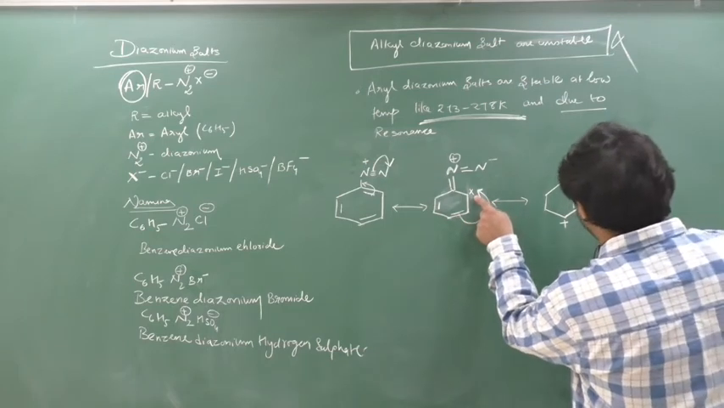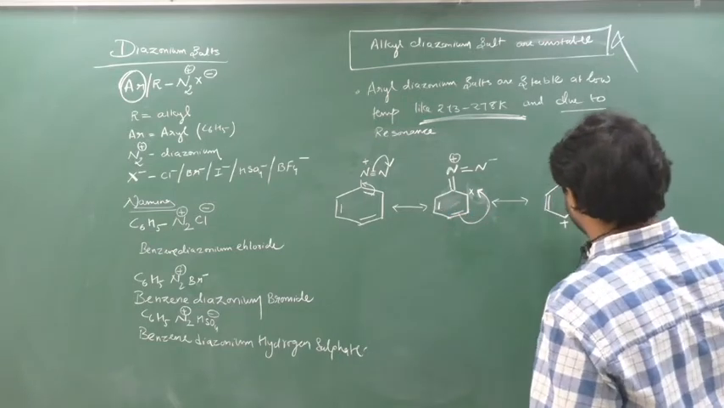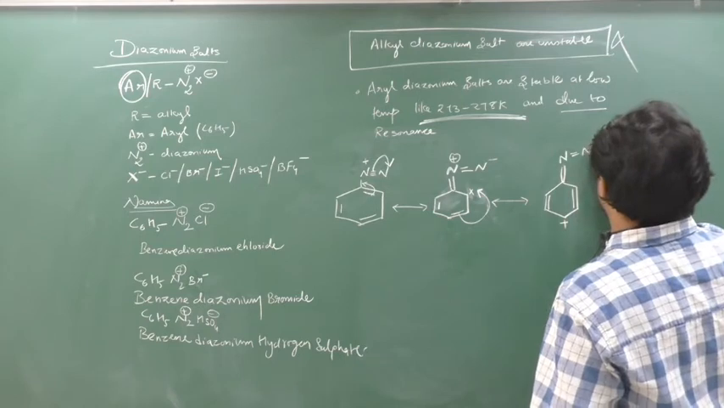So here a bond will be formed. Now the plus sign will go, remaining as it is. So here a bond is there, here a double bond is there. Here N, double bond N minus, here plus.